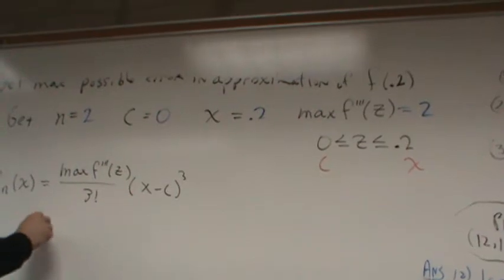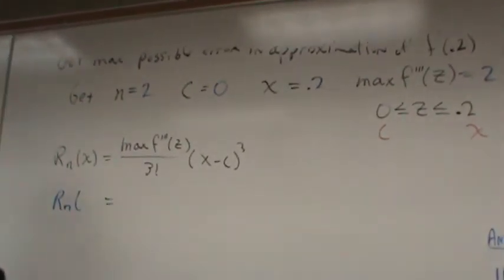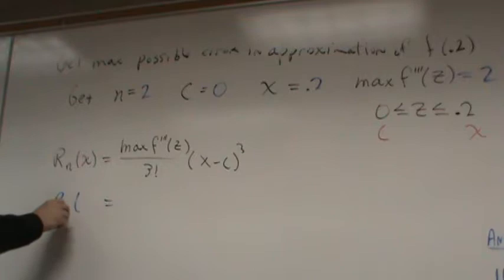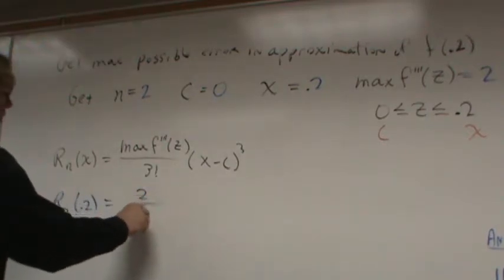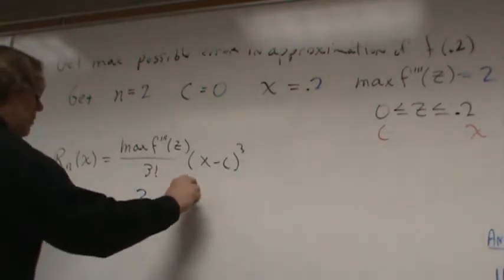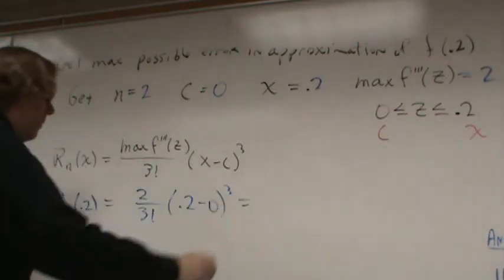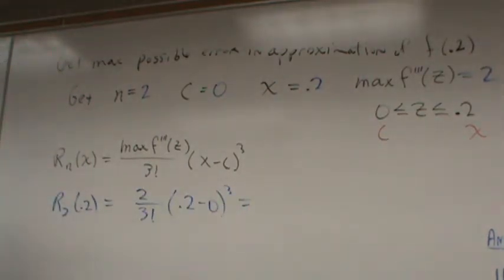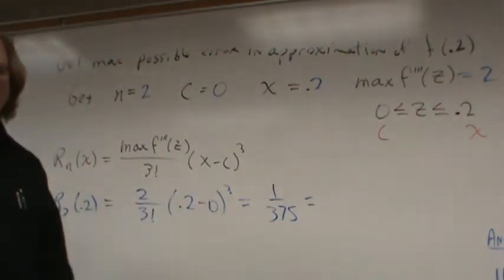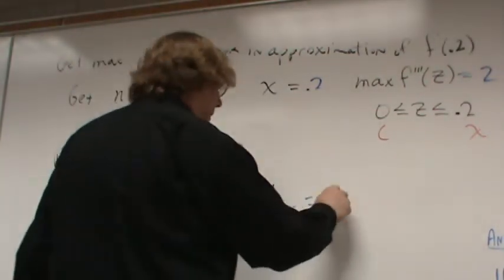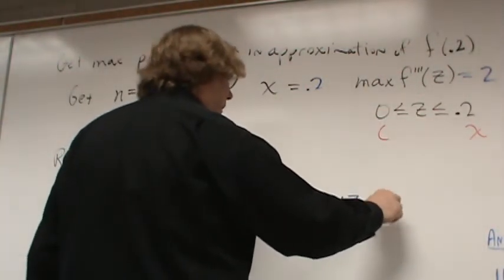So now I can plug in the maximum possible error in the second degree approximation with 0.2 plugged in is going to be 2 over 3 factorial times 0.2 minus 0 to the third power. And it's that easy, you know. What do you guys get for that? 1 over 375. 1 over 375, okay. Did anyone express that as a decimal? 2.67 times 10 to the negative third.